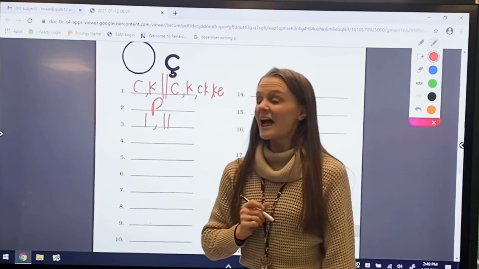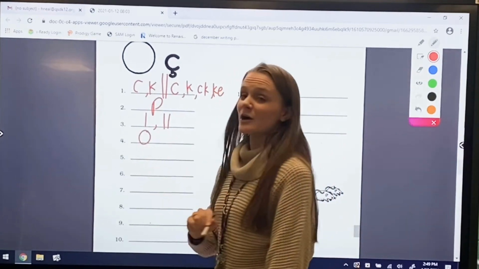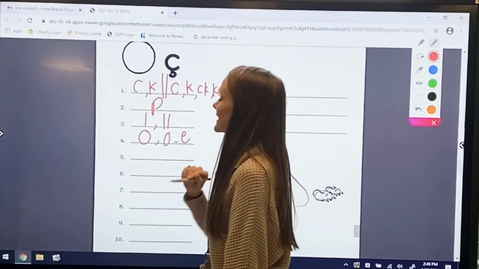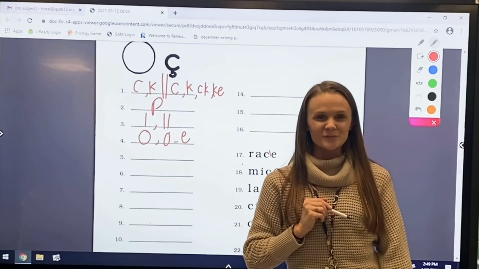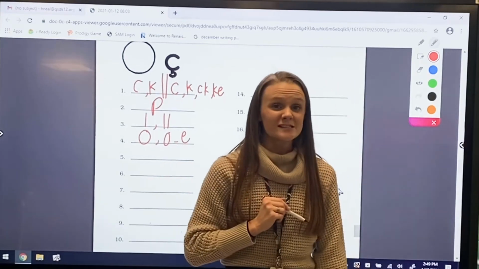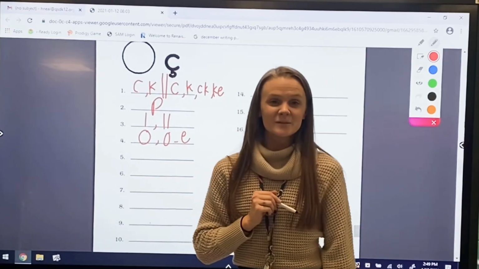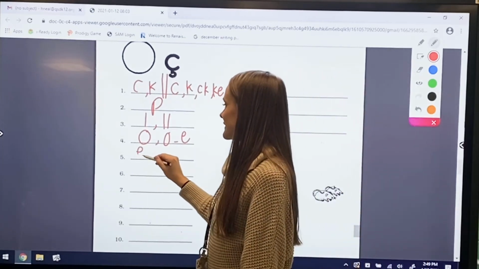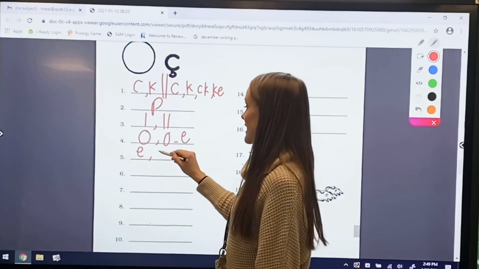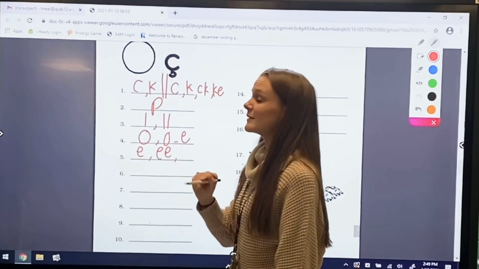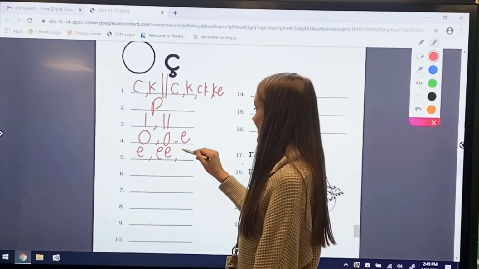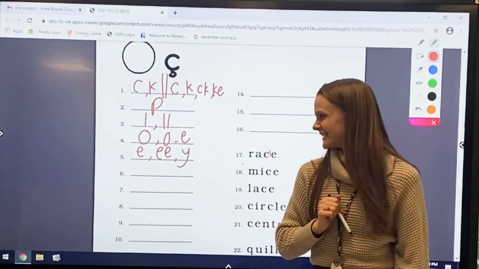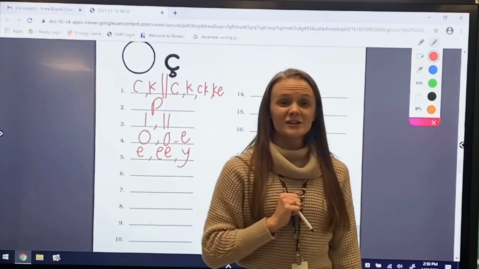For number 4, my letter sound is O. O. Letter O can make the O sound, and O consonant, sneaky E can make the O sound. For number 5, my letter sound is E. E. Letter E can make the E sound. The digraph E can make the E sound. And letter Y can make the E sound. Excellent!